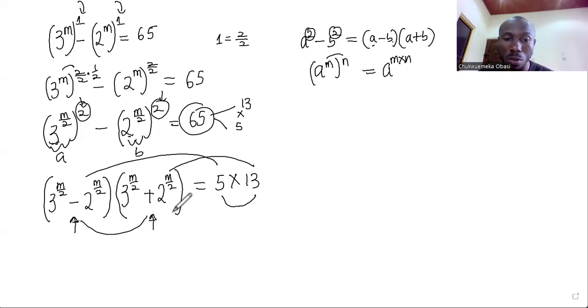That's why the sum should map 13 and the difference should be smaller, which should be the 5. So let me clean up this side of the screen so we can have enough space to solve this problem.